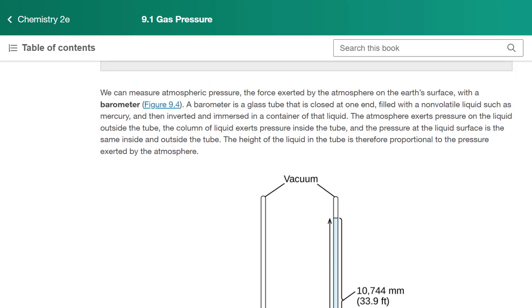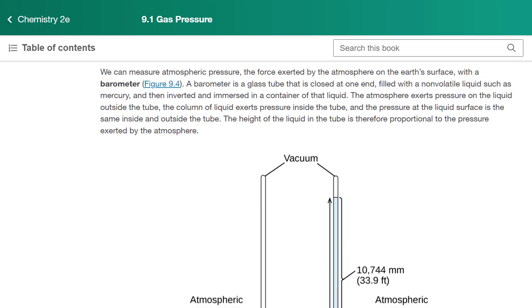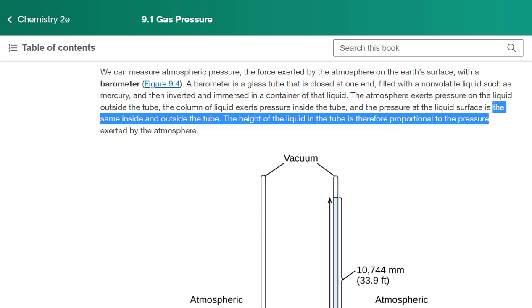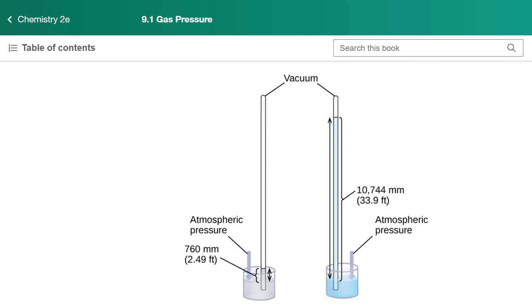Okay, so why do we talk about millimeters of mercury? There's a lot of ways we can measure pressure on the Earth, but the traditional method, the oldest method, is using something called a barometer. The way a barometer works is you have a glass tube, and there's a picture here of a barometer, so we'll talk about that.